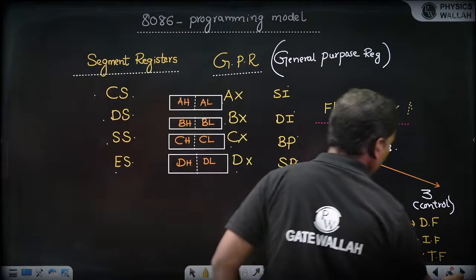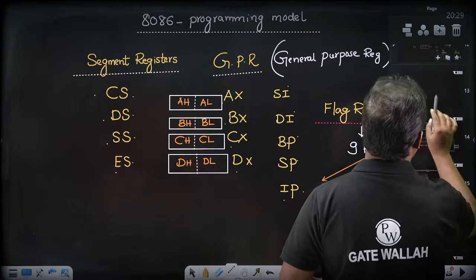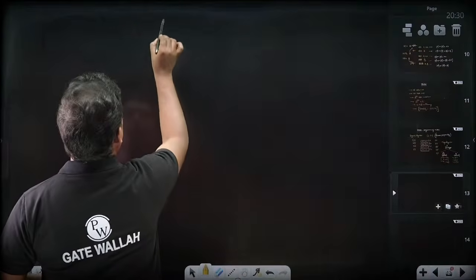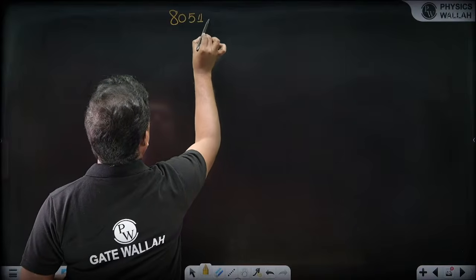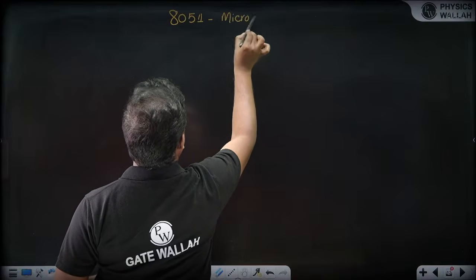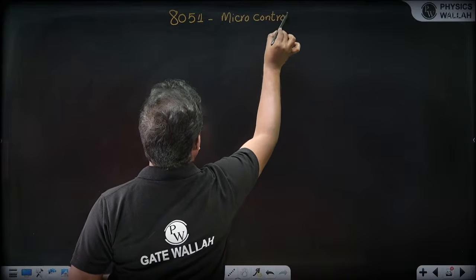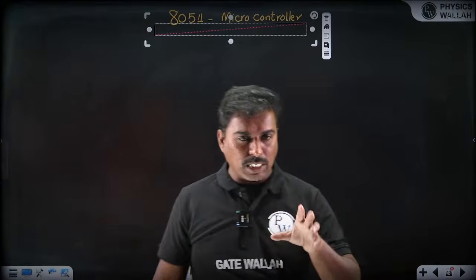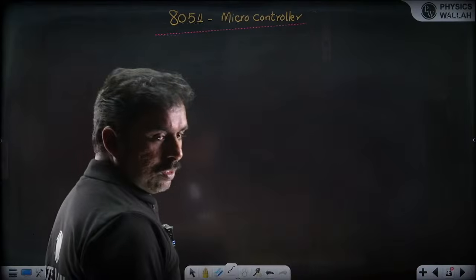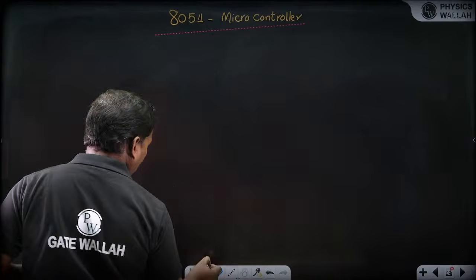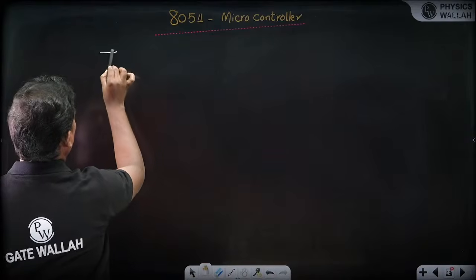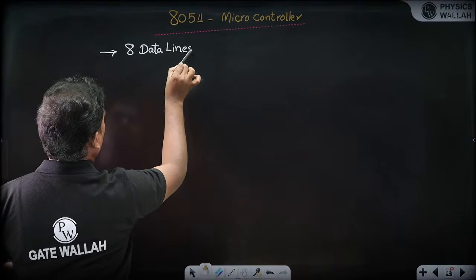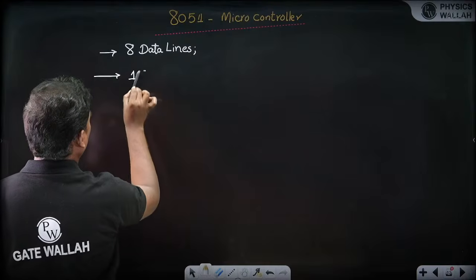Similarly, I will tell some of the features of 8051 microcontroller also. The 8051 microcontroller is also having certain features. So registers models, you should have a clarity. What are the features of the microcontroller? 8051 microcontroller is having 8 data lines, and it is having 16 address lines.